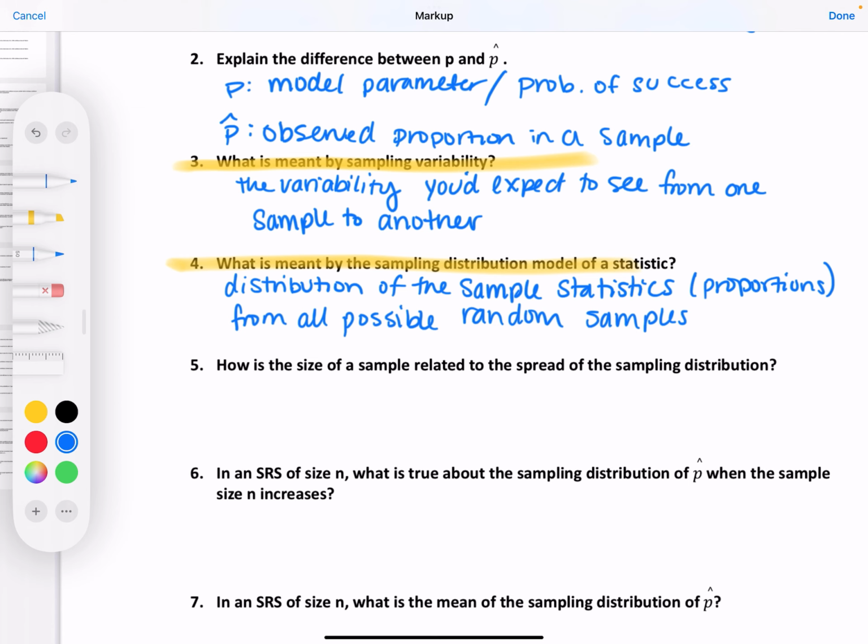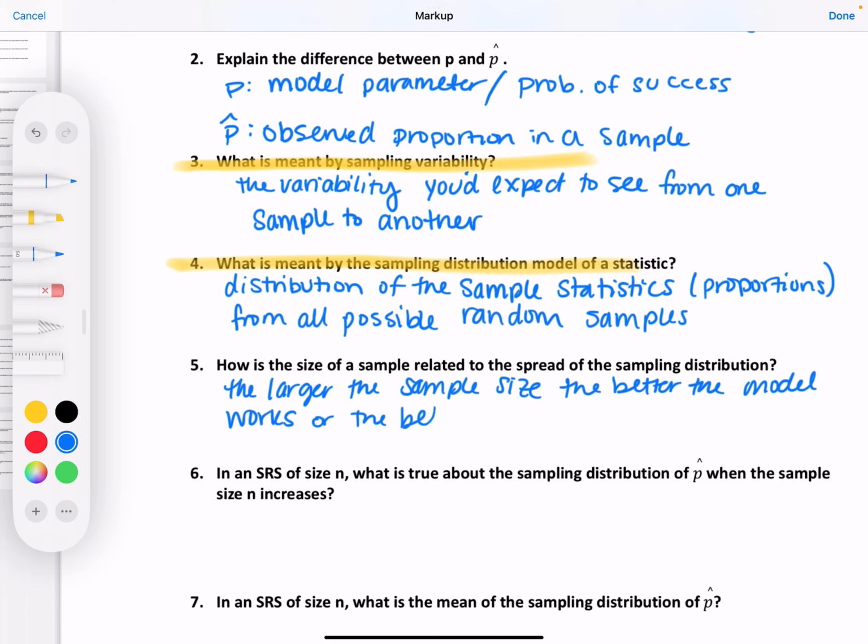So 5, how is the size of a sample related to the spread of the sampling distribution? The larger the sample size, the better the model works. Or the better the spread models the true sampling distribution.